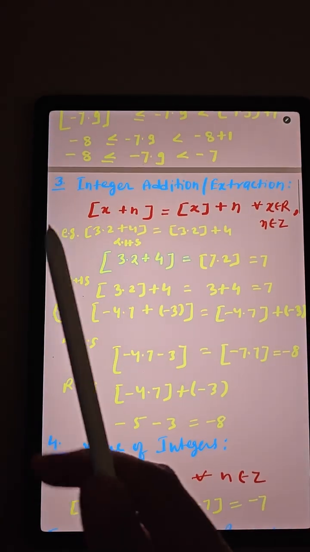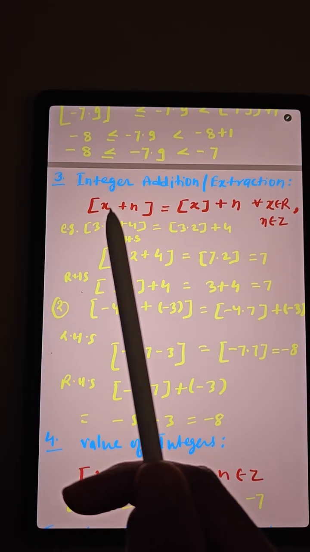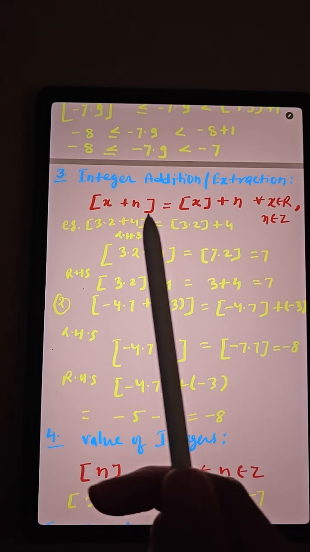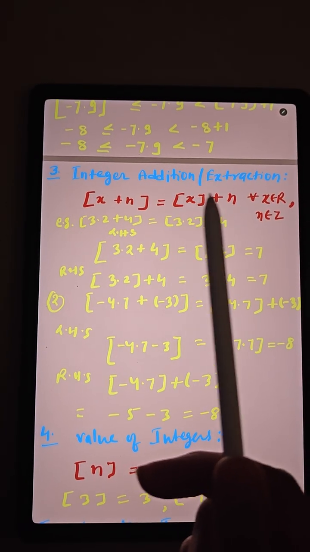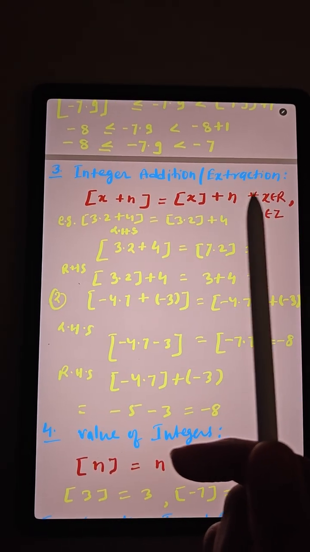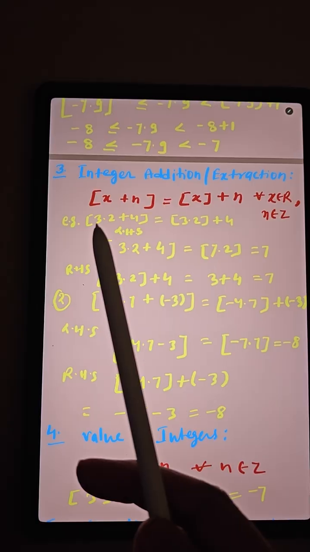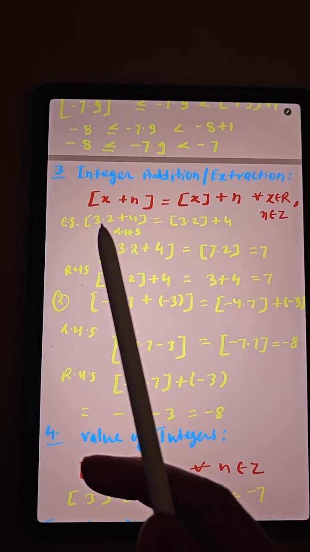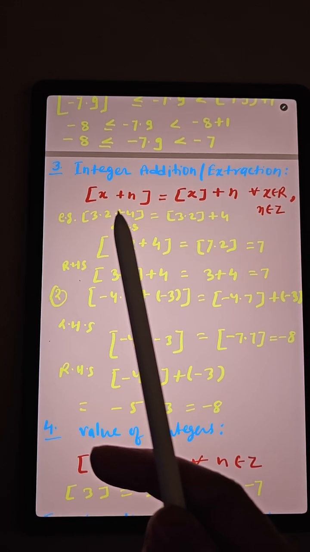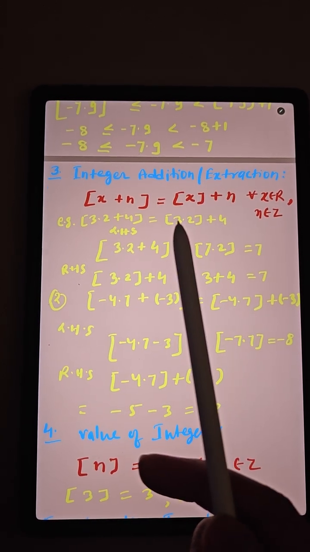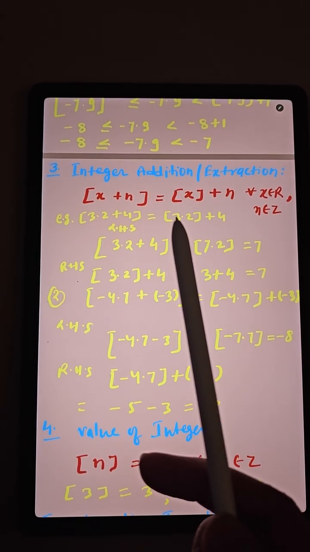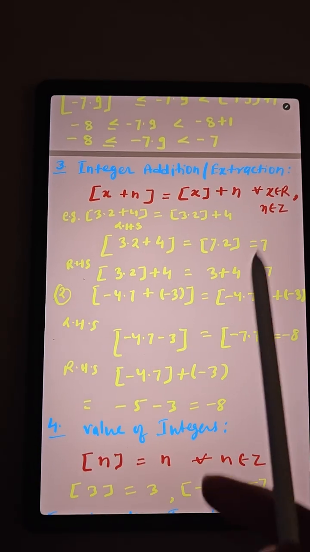Now come to the third property, integer addition or extraction. Suppose you have x plus n, where x is a real number and n is an integer. In that case, the greatest integer function gives [x] plus n; n comes out as it is, with no change, because for an integer there is no change. Understand by the example 3.2 plus 4. When you add, it gives 7.2. The greatest integer value of 7.2 is 7. Now if you separate it, [3.2] gives 3, and 3 plus 4 gives 7. So 7 and 7, same.